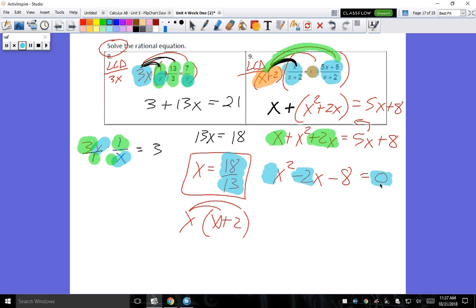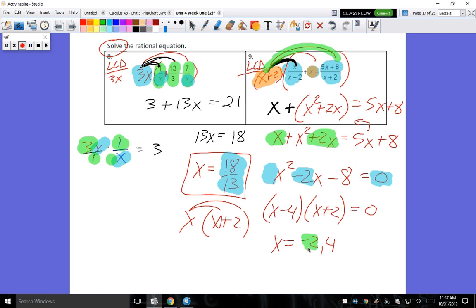Okay? Now we're going to factor this into 2 binomials. X minus 4 and x plus 2. So that means x is equal to negative 2 and positive 4. Now, here we go. These are answers that we got algebraically. This is the last problem.